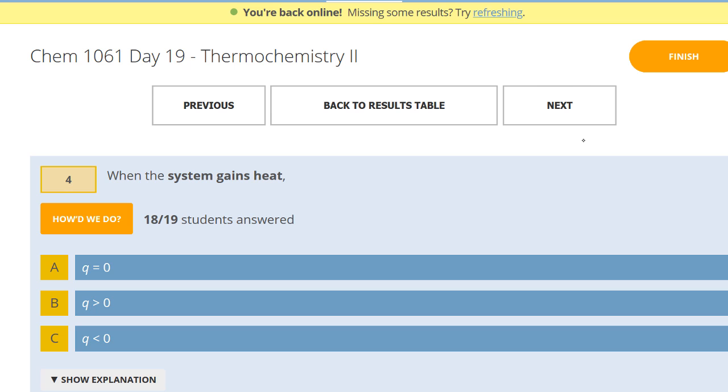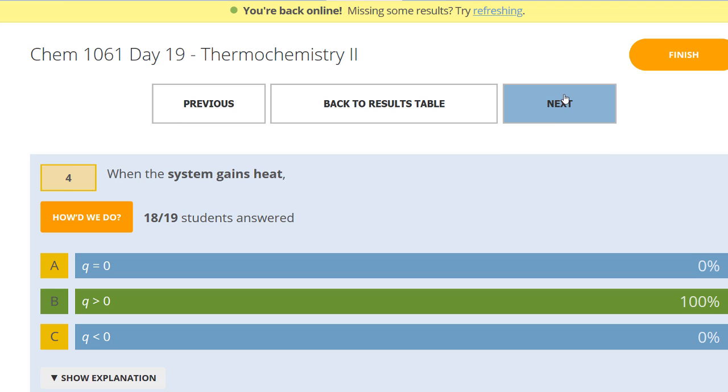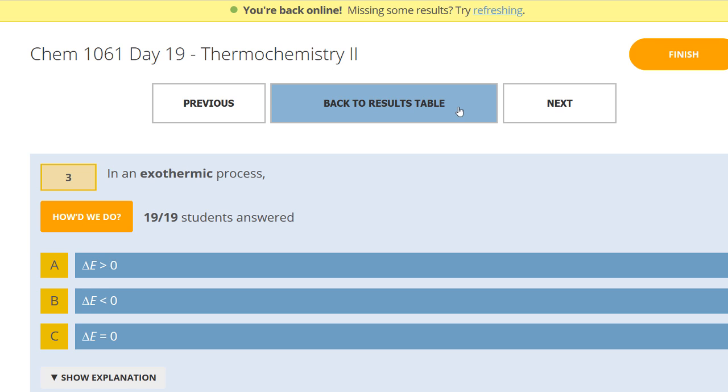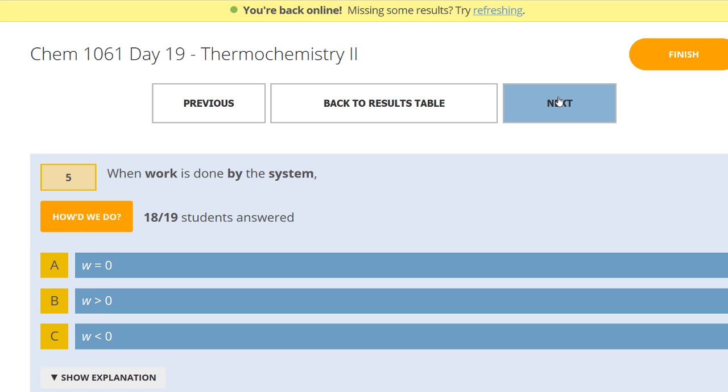Next up, when the system gains heat, then Q must be greater than 0, which means the Q value must be positive. Did I skip one? No, I didn't. All right. When work is done by the system, then the Q value must be less than 0. So it looks like we need to review this one.